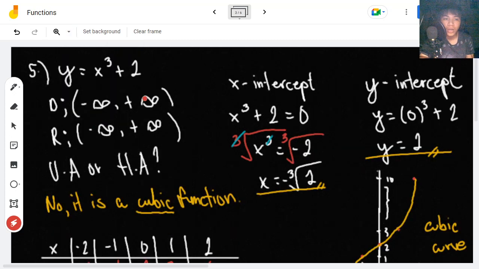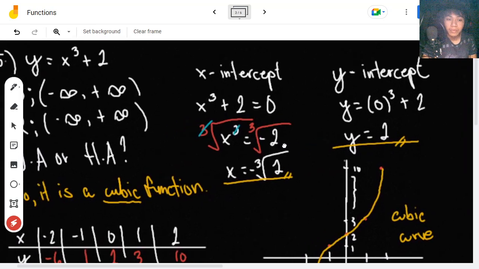Now we have y equals x cubed plus 2. So just a little bit of advice. When you have a cubic function, the domain and the range will most likely be from negative infinity to positive infinity. It depends on the function, but that is mostly why, since if you cube a negative number, then it will stay as negative, and if you cube a positive number, it will stay as positive. So that's why it works.